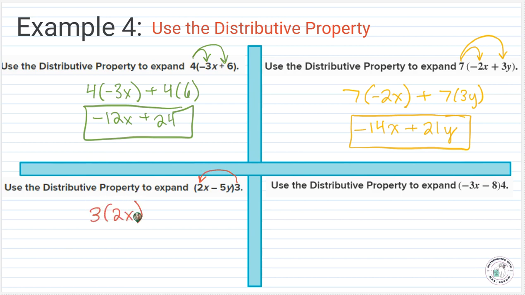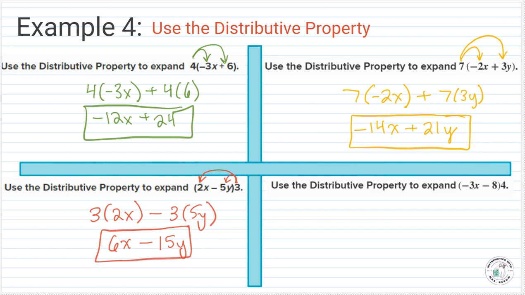They're just coming from the back side now, right? Now we have a subtraction sign in between, so I'll carry that subtraction sign down. And then we're going to do 3 times 5y. Multiplying this out, 3 times 2x is going to be 6x. Subtract 3 times 5y, that's going to be 15y, and that's as far as we can go with that question.